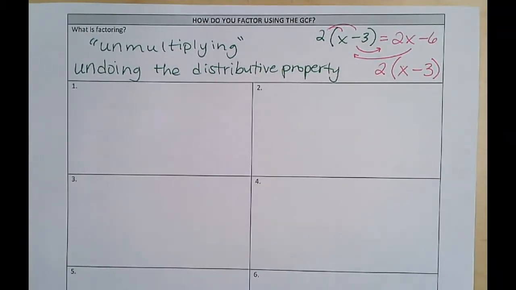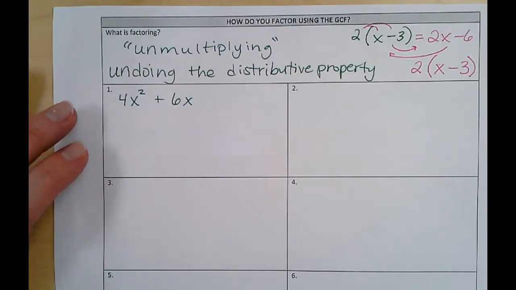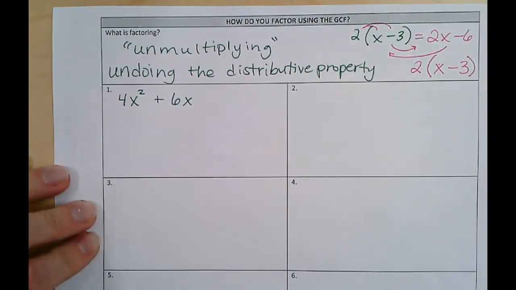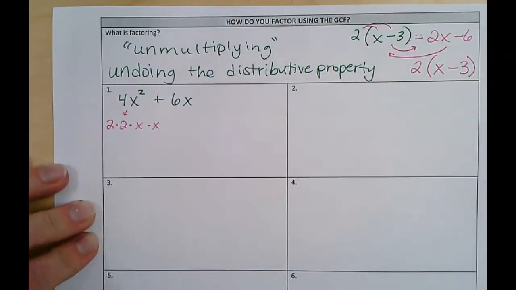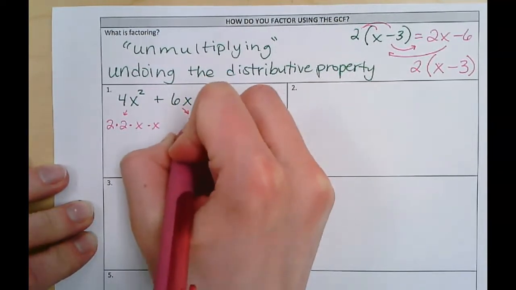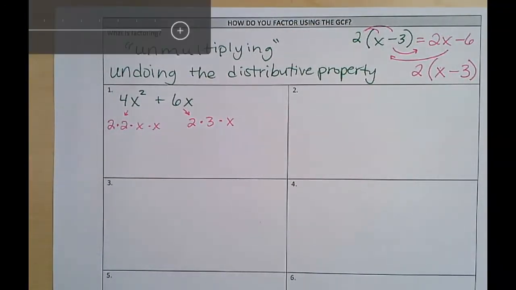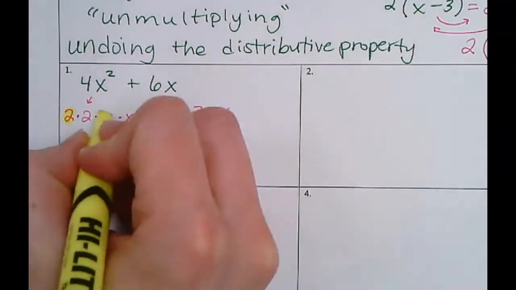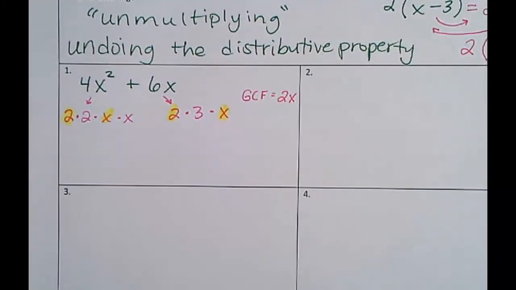For example, let's look at the first problem. 4x squared plus 6x. The first way we're going to do it is prime factorization. I'm going to take 4x squared to all of its prime numbers, which would be 2 times 2 times x times x. And if I take 6x to all of its prime numbers, I would have 2 times 3 times x. Now, just like we did on the front side, once I find those prime factorizations, I'm going to find what's in common to locate my GCF. So they have a 2 in common, and they have an x in common.